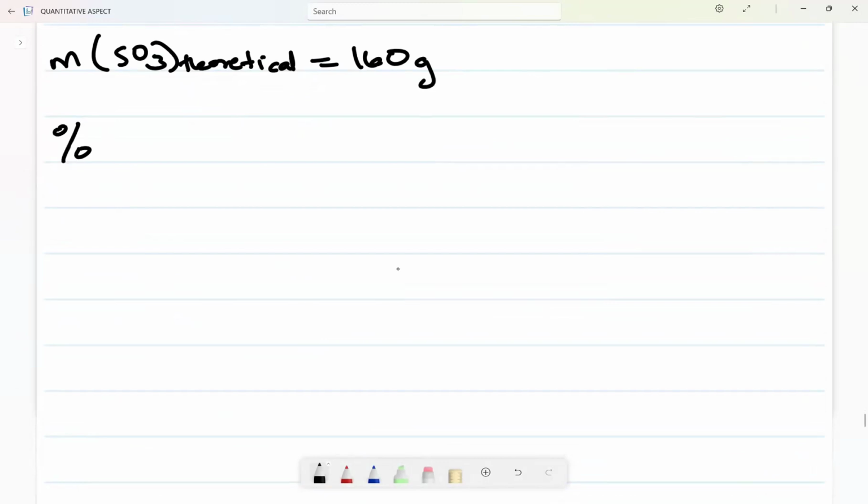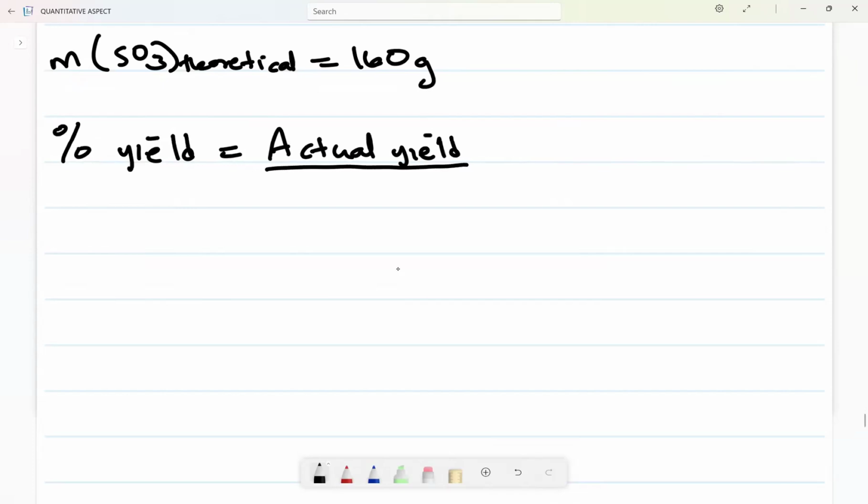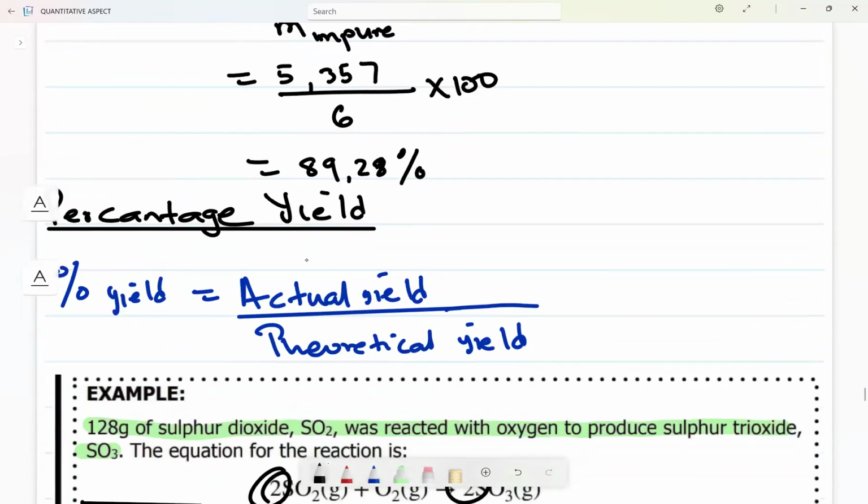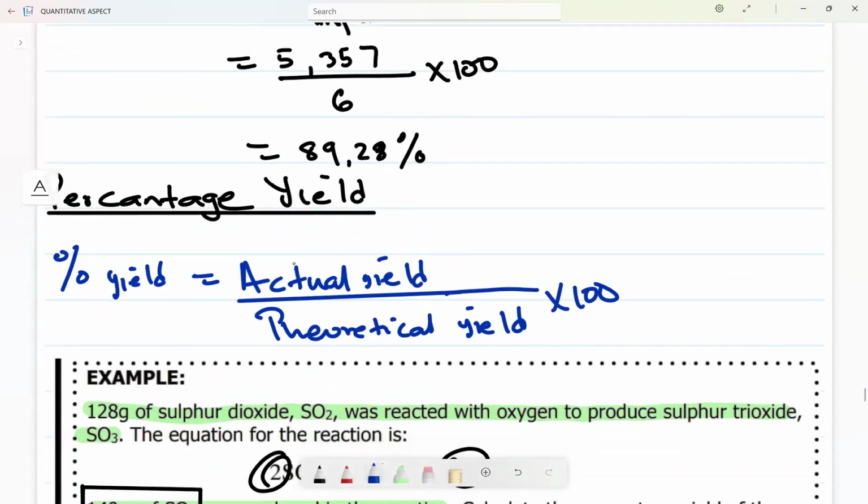So for percentage yield, it is equal to actual yield divided by theoretical yield multiplied by 100. I think I forgot to mention multiply by 100 here. Remember, every time you want a percentage, you just multiply by 100.